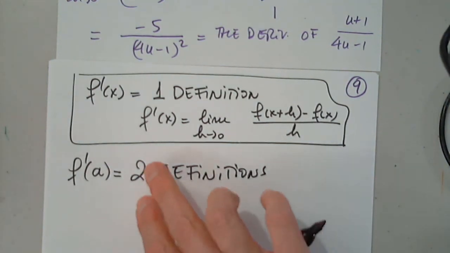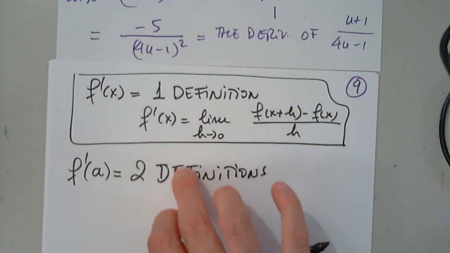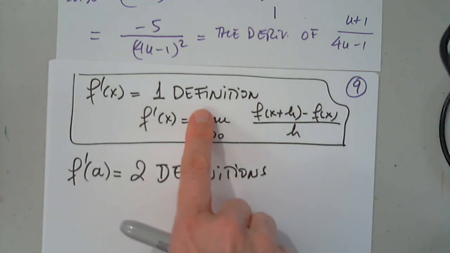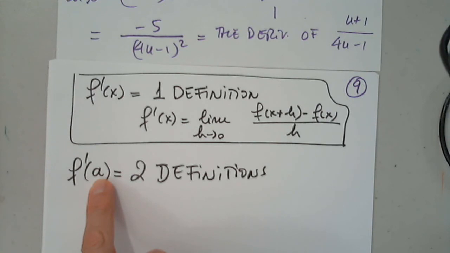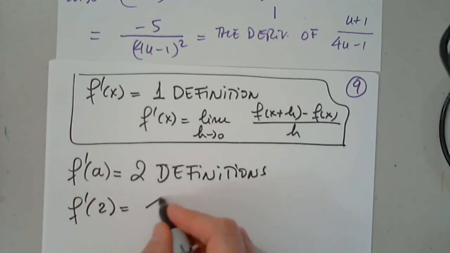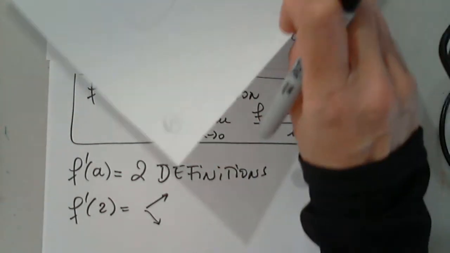Question, do I have to use these? No. Do I have to use one or the other? No. You can always use this, and then just plug in the number. So if we're asked to find, for example, f prime of 2, we have two options. Okay, so let me just give you those two options.